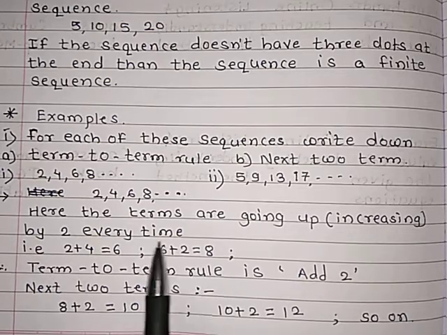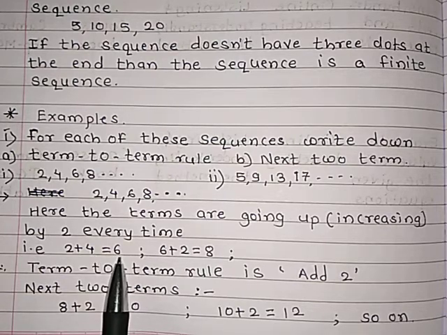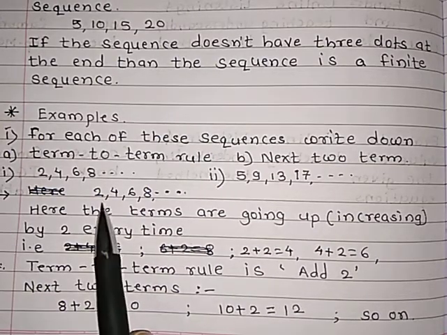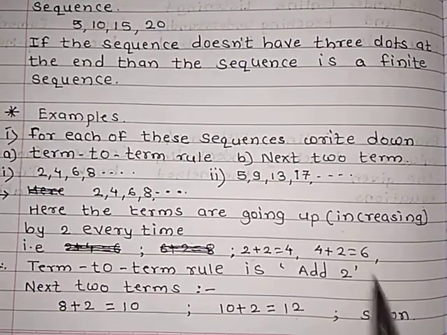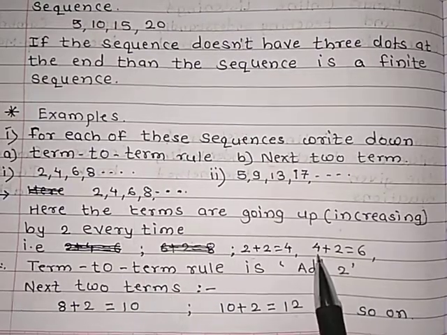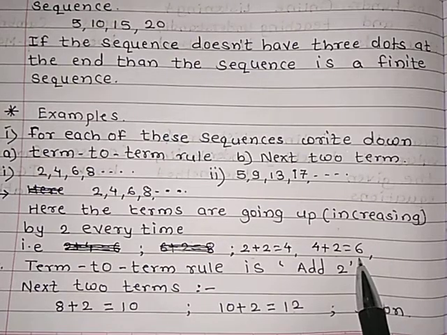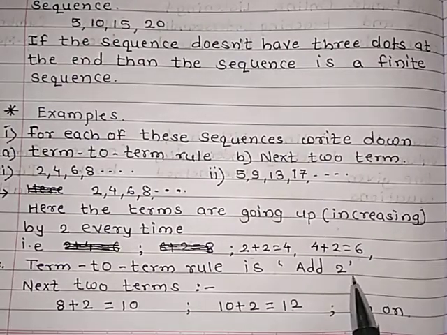Therefore, see here: the first term is 2, we add 2, so 2 plus 2 is 4. The next term is 4 plus 2, which equals 6. Therefore we can write the term to term rule is add 2.